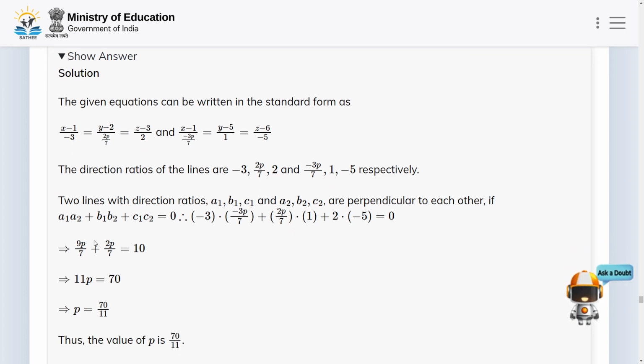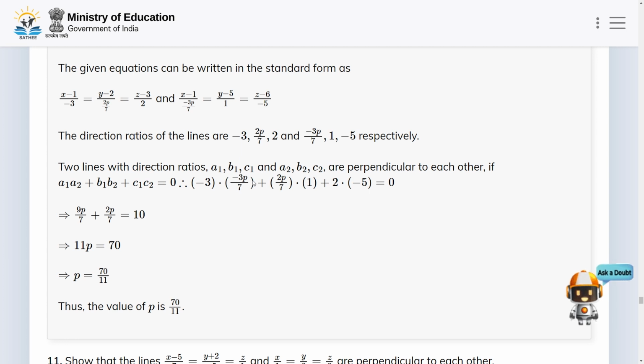So for example, here, as it is already given that it must be equal to 0, this means you will have 3 multiplied with minus 3p by 7, plus 2p by 7 multiplied with 1, plus 2 multiplied with minus 5, and this sum must be equal to 0. This means 9p by 7 plus 2p by 7 minus 10 is equal to 0. Rearrange your terms, cross multiplication, you will get p value as 70 by 11. So the value of p will be 70 by 11.